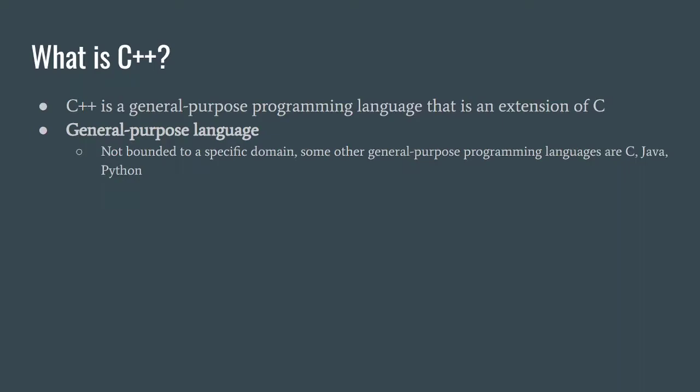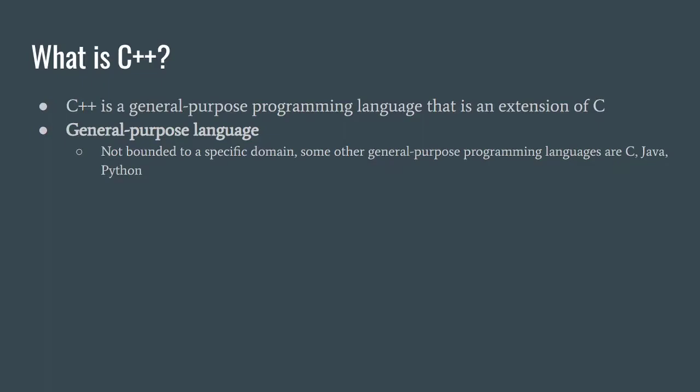So what is C++? C++ is a general purpose programming language that's an extension of C. It's actually C++, one increment up. It's C with classes is another way that people have talked about it. General purpose language means that it's not bounded to a specific domain. Some other general purpose programming languages are C, what C++ is based on, Java, and Python, and there's a lot more out there.